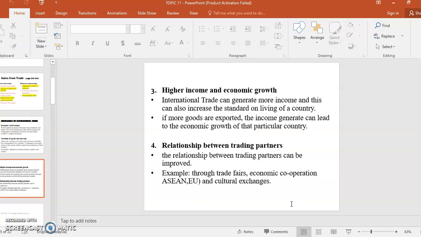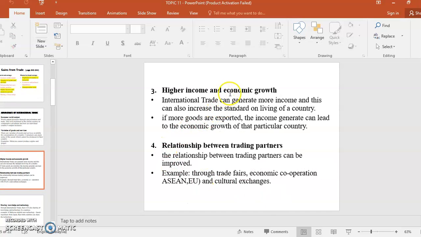Next is in term of benefit, higher income and economic growth. International trade can generate more income, and this also increases the standard of living of countries. So when our country does more export compared to import, it will generate our national income. If more goods are exported, the income generated can lead to the economic growth of that particular country. Then in terms of relationship between trading partners, the relationship can be improved. Example, through trade fairs, economic cooperation like ASEAN, EU, European Union, and cultural exchange.